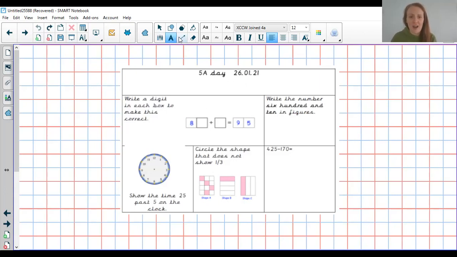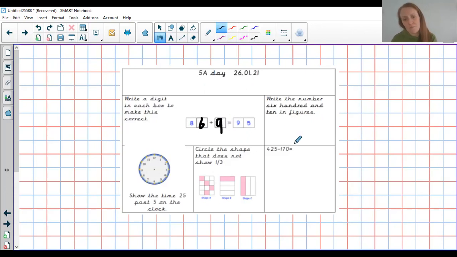Therefore, I could have had 86 in this box. I'm going to draw it on because the typing doesn't always work. 86 add something. What do I need to add to 86 to make 95? You could have had 86 add 9 equals 95 in that box there. Let's undo it.